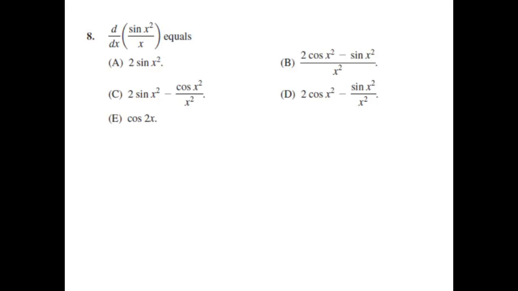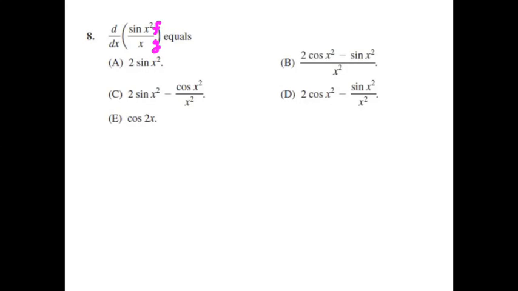All right, on question number 8, we're asked to find the derivative of sine of x squared over x. And so if I take a minute and think about what rules I need to use here, I can see that I have a quotient. We've got f over g, so I'm going to need to use the quotient rule.